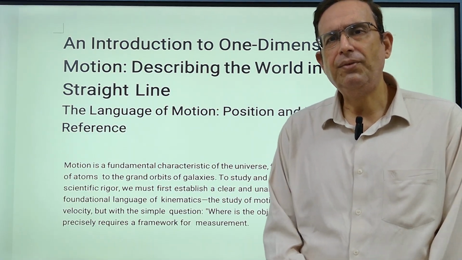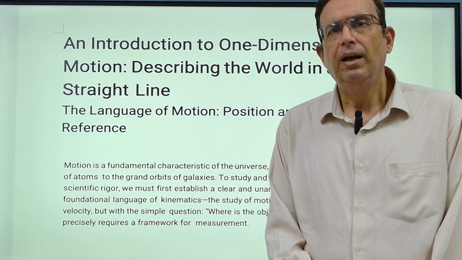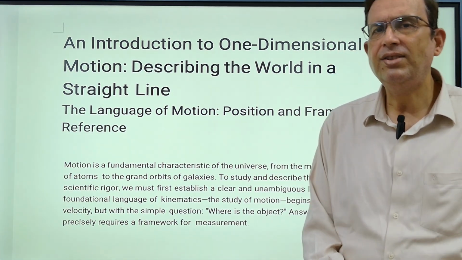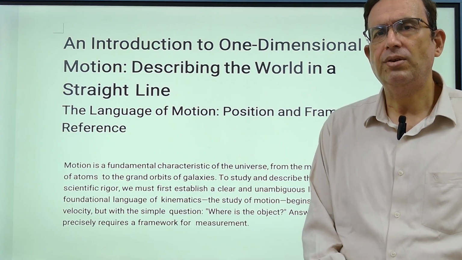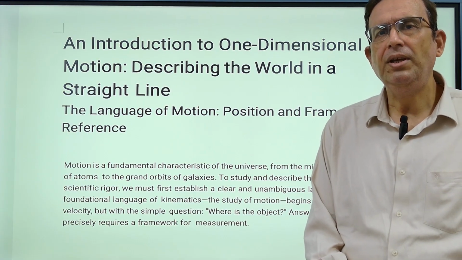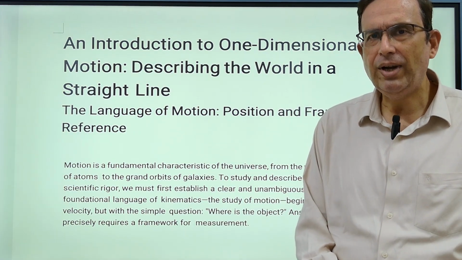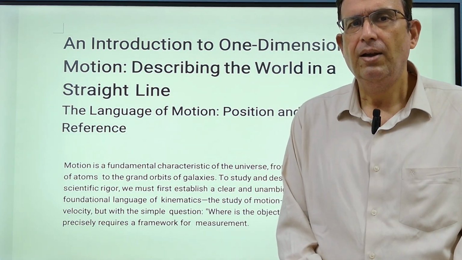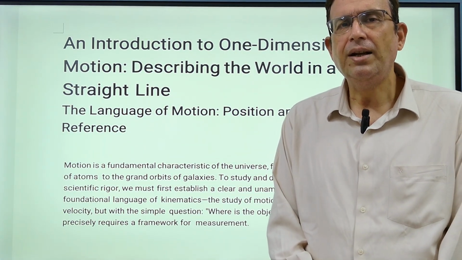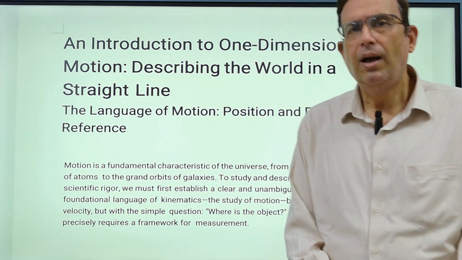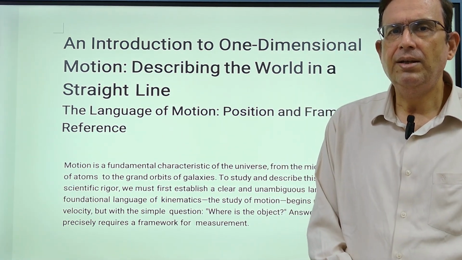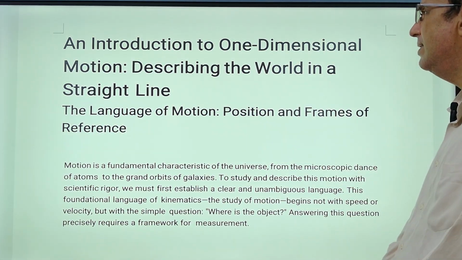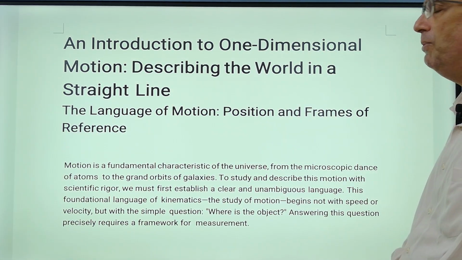So the first system that we are going to deal with would be a system in which no acceleration is taking place, and that system is the system in which the body is moving in one dimension, that is in a straight line. That is the most basic type of motion that we can discuss to start with. So let us start with what we call one-dimensional motion, and in that we will first of all discuss the position and the frames of reference.